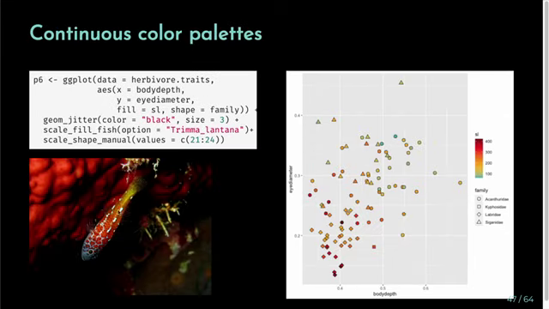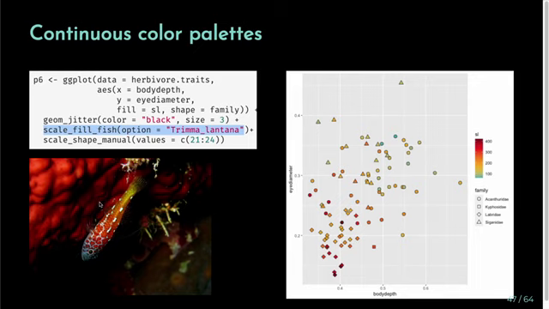We can also use continuous color palettes. So if we're plotting continuous data, we don't have categories. That's quite useful. So here we're plotting body depth versus eye diameter, and we're telling ggplot that we'd like the fill to be adjusted by standard length and the shape to be by family. We're adding a geom_jitter with a black outline, color equals black. And then we're saying scale_fill_fish, and the option here is Trimma lantana, which is this beautiful fish.